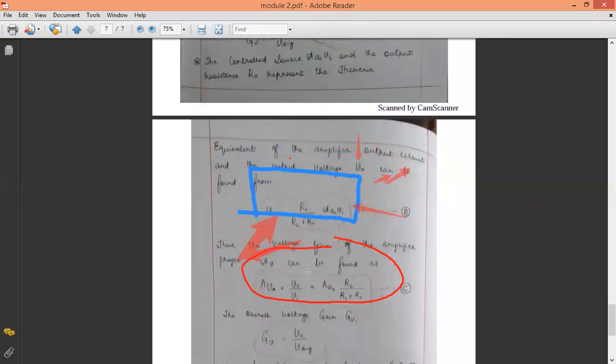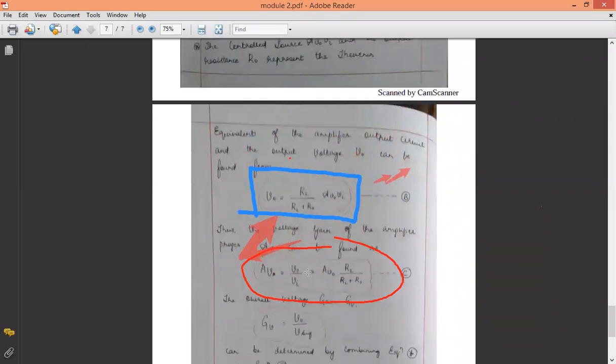V naught is equal to AV naught into VI into RL divided by RL plus R naught. In the next step, bring this VI to the denominator. When you bring VI to the denominator, you will get V naught by VI equal to AV naught into RL divided by RL plus R naught.